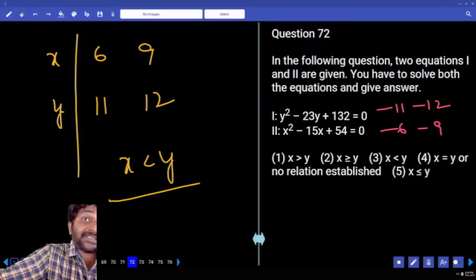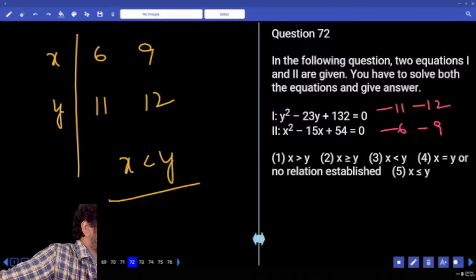Be careful, your first equation is y square. Second equation is x square. You have to be careful there, okay?